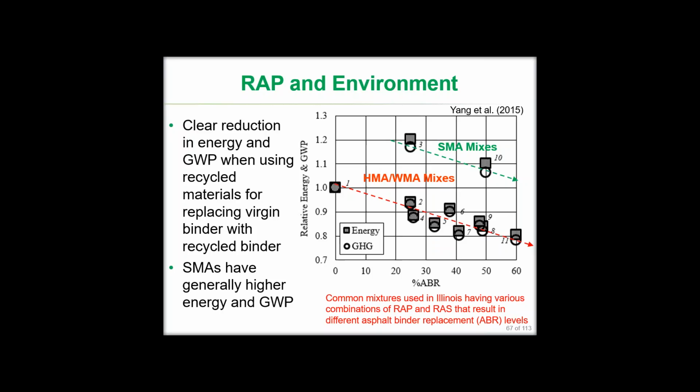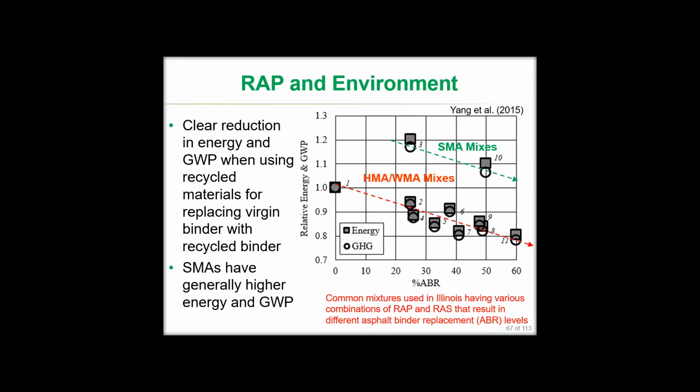And in this application, we are looking at 11 mixes that are commonly used in Illinois and having various combinations of RAP and RAS that result in different asphalt binder replacement, ABR, levels, which is shown in the x-axis of this plot. So we are varying our ABR levels, which means using more RAP and RAS in those 11 mixes. And we are looking at the energy consumption to produce those mixes in the plant. And this, again, only includes the energy production and consumption and greenhouse gas emissions in the plant.